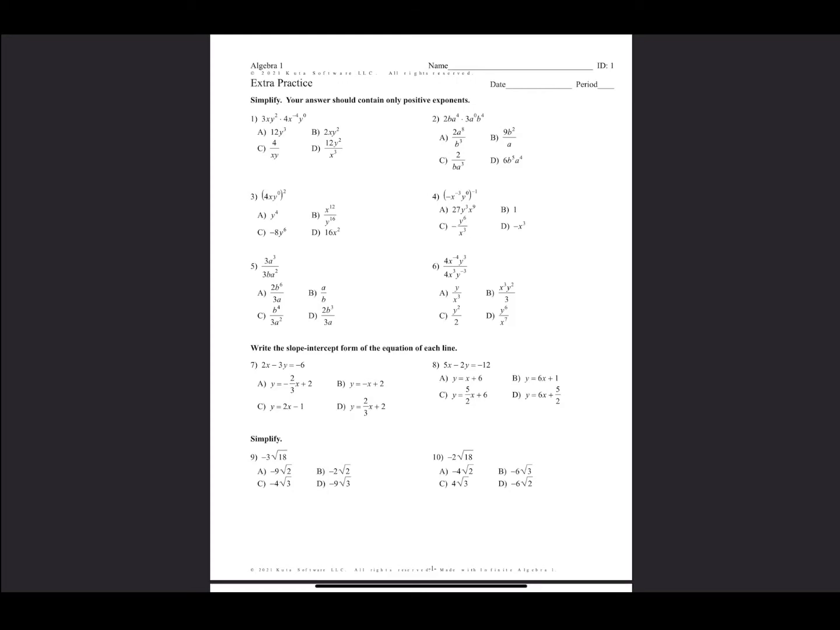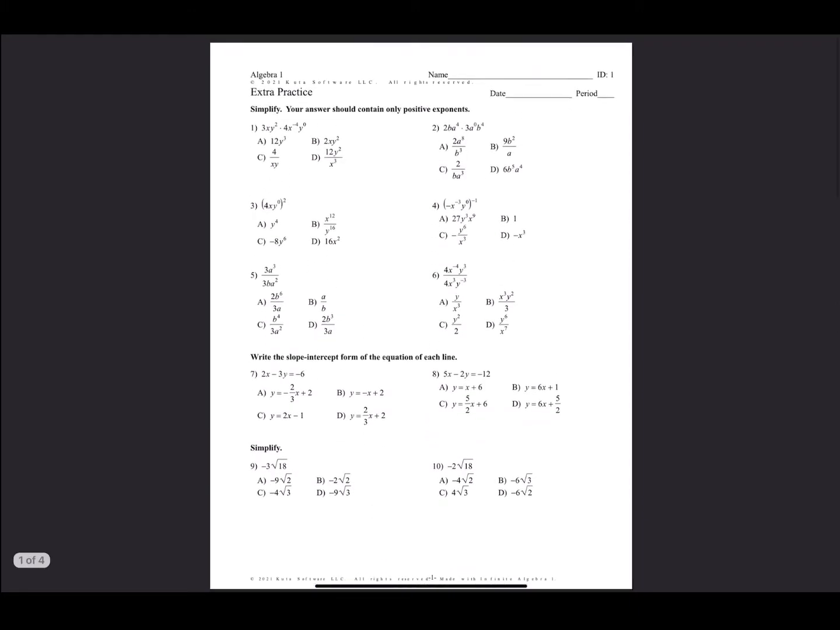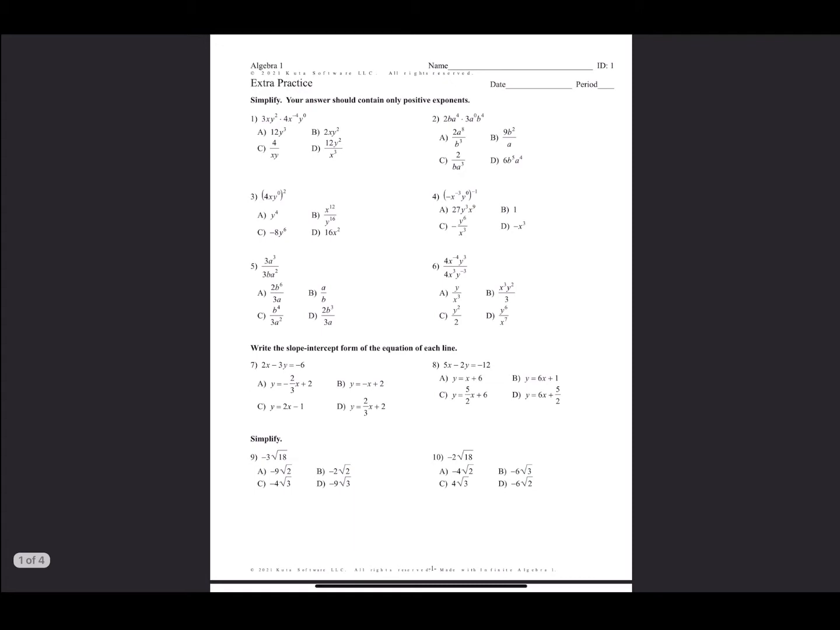Hello, Algebra 1. I'm here to help you out with the extra practice I'd promised that I would give you for the final. If you've gone through all the other reviews with me, then this extra practice is just a little bit more insurance to make sure that you're very confident in your ability to take my final.